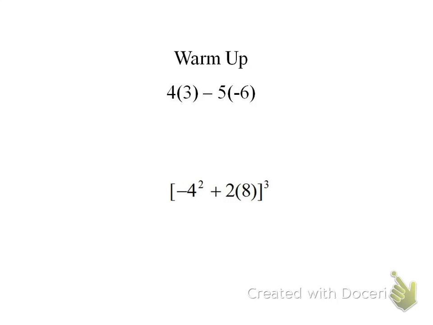All right, first warm up. How would you do it? What? 12 minus 30. Oh, okay, wonderful. Minus 30? Plus 30. Good. That's a negative 5 and a negative 6. Gives you positive. What's my answer? 42. Wonderful. How about the next one?